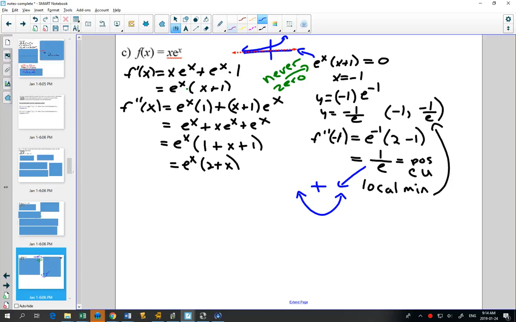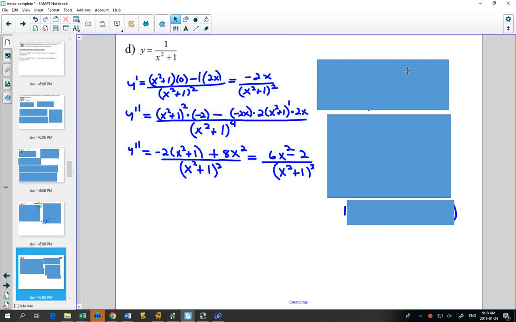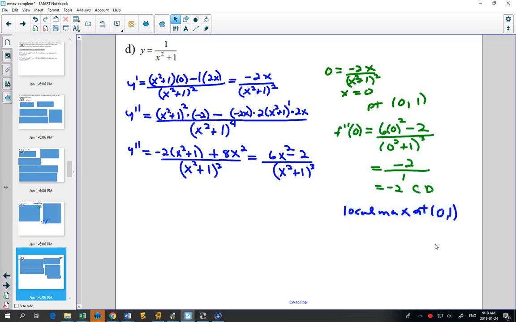So I want you to try the next one. I'll put up the derivative and the second derivative. Again, just try the second derivative test. You don't have to go through everything. Okay, so just find your first derivative where it's equal to 0. Find your second derivative, if it's concave up or concave down at that point, to say if something is a minimum or a maximum. Here is a check for D to see how you did. You have a local max at 0, 1.